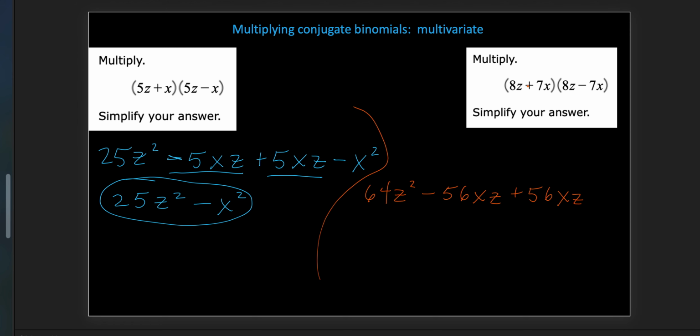And then these last positions, we're multiplying 7x times negative 7x. So that'll be negative 49, and that'll be x squared. And again, these cancel out or add up to 0. So you're left with 64z squared minus 49x squared.